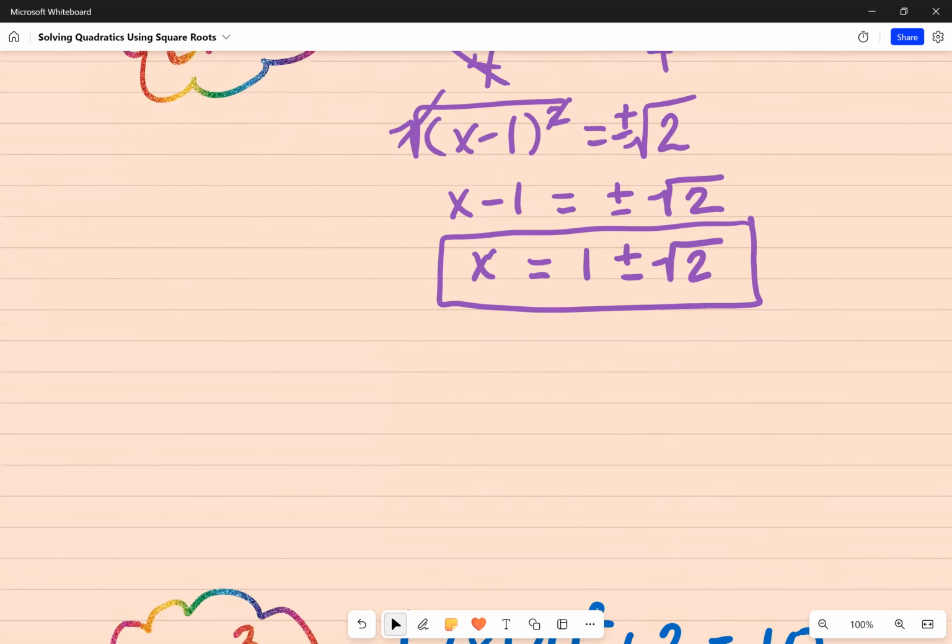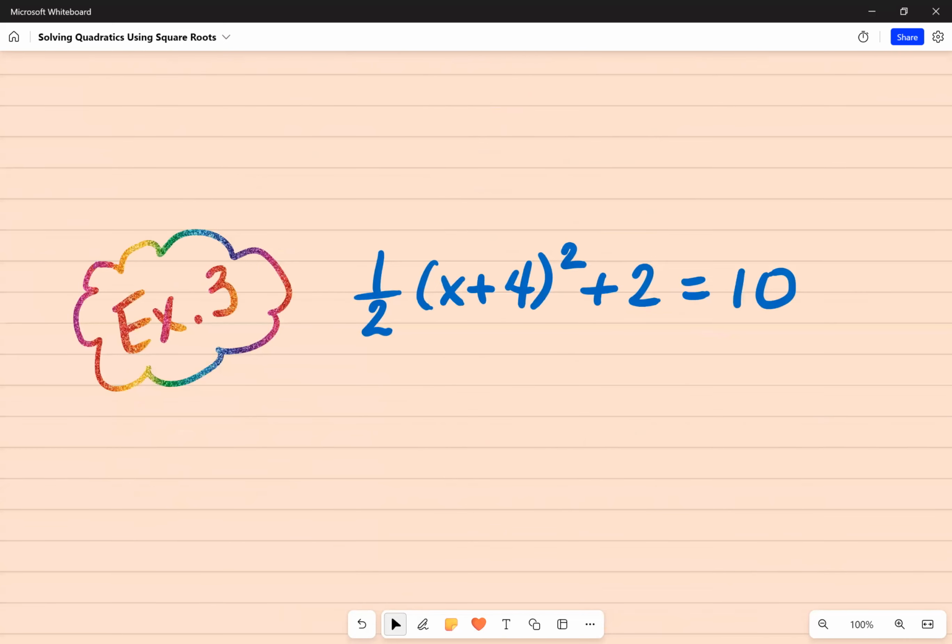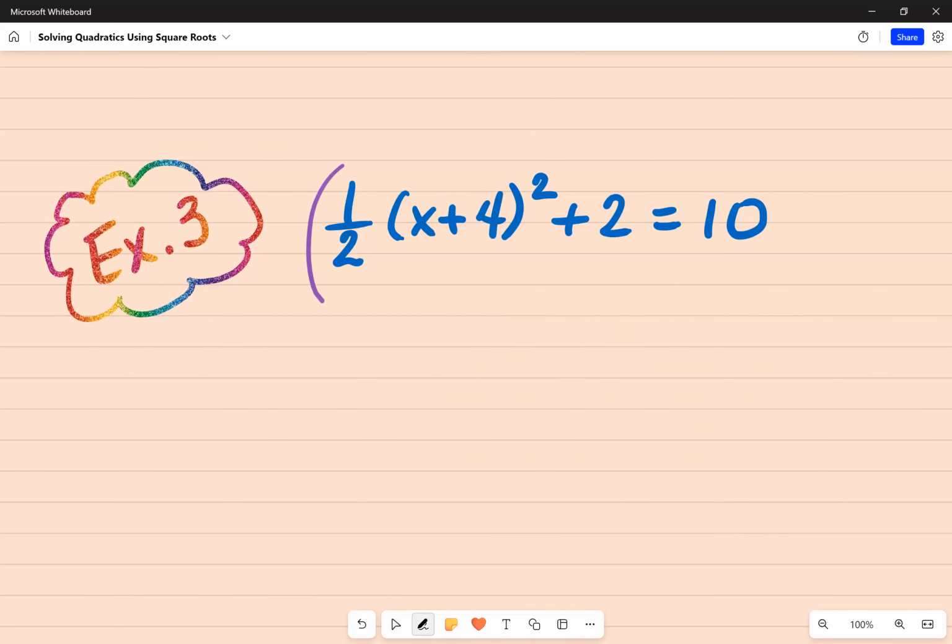Moving on to example 3. This time I have a fraction, so we're going to have to do something with that. But before we do, we have this constant that has come back. We have to get rid of that. Order matters, so what we're going to do is take the inverse. Subtract 2, subtract 2. That gets rid of it. That's why I scratched it out.